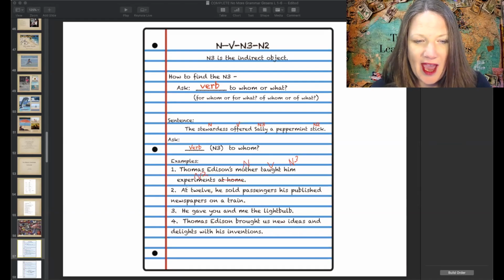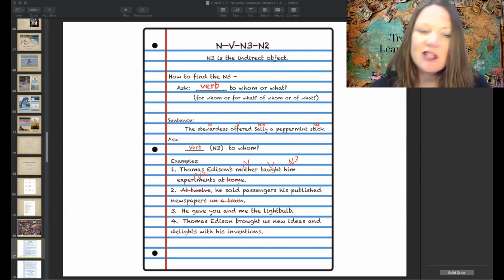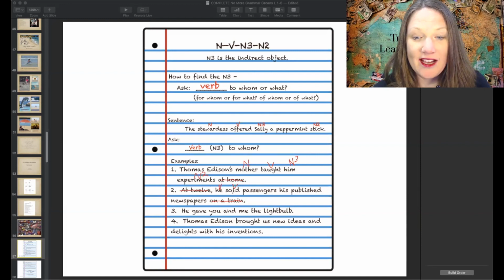Number 2, at 12 should be the prepositional phrase. On a train is another prepositional phrase. Sold is our verb. Who sold? He. Now, who got sold? Or what got sold? Newspapers, that's right. Newspapers is the noun too.